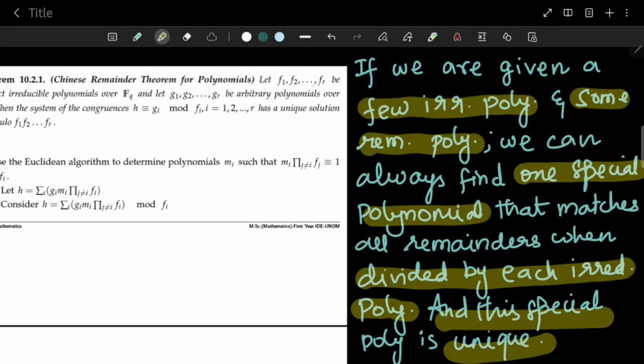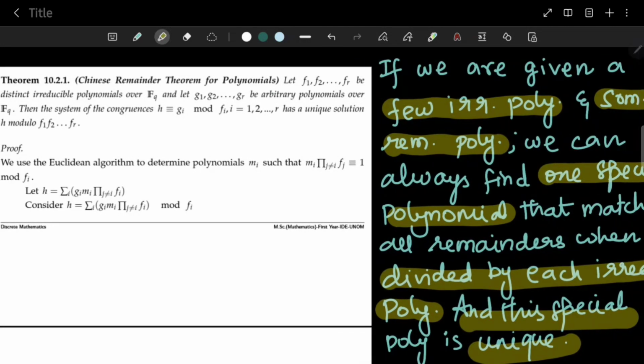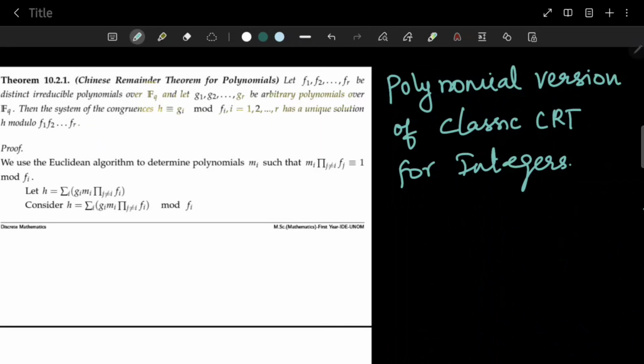Let f1, f2 up to fr be distinct irreducible polynomials over finite field Fq, and let g1 to gr be arbitrary polynomials over Fq. Then the system of congruences h congruent to gi mod fi, i equal to 1 to r, has a unique solution h modulo f1, f2, up to fr. The theorem is the polynomial version of the classic Chinese Remainder Theorem for integers.